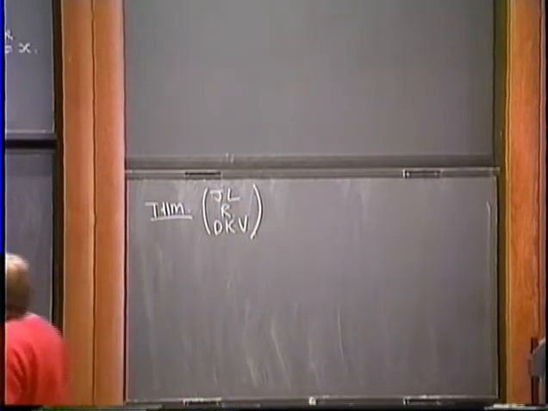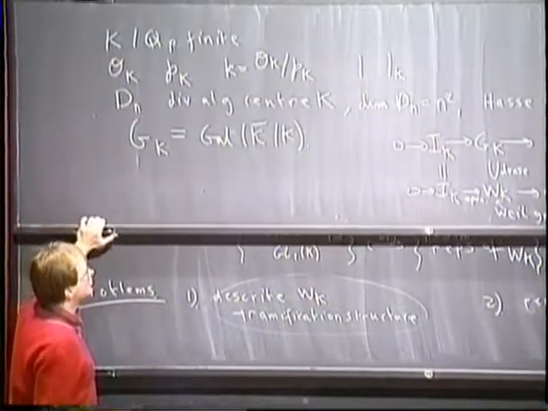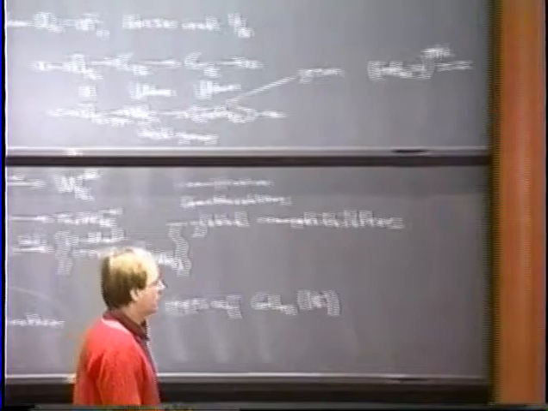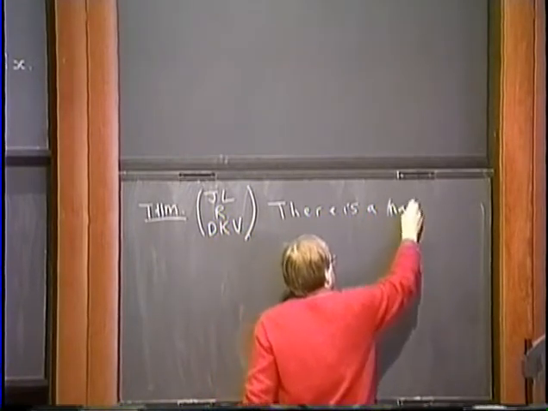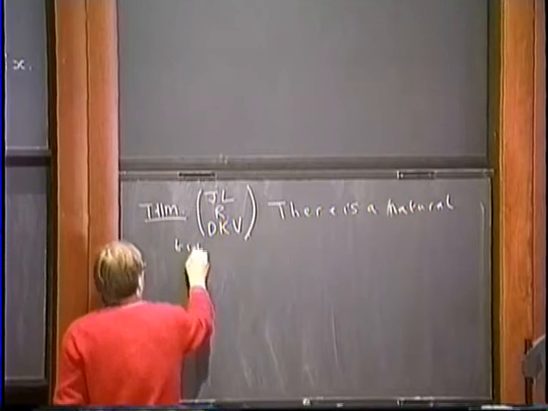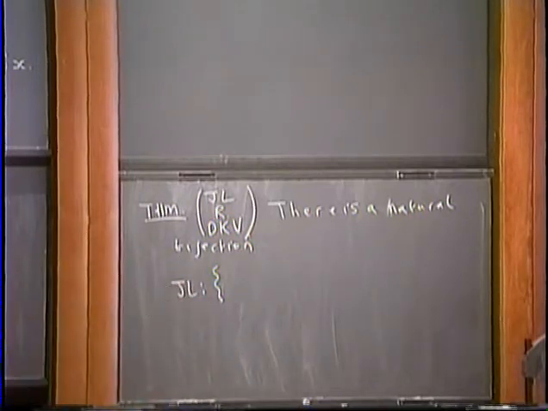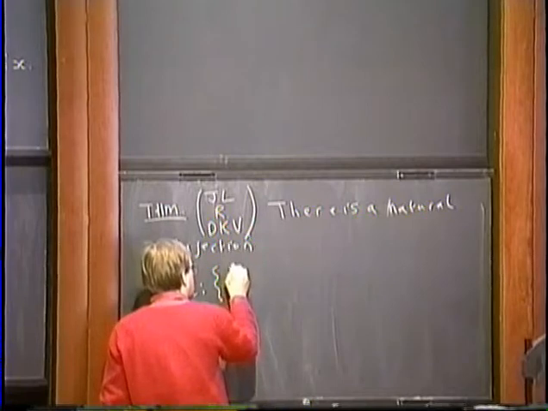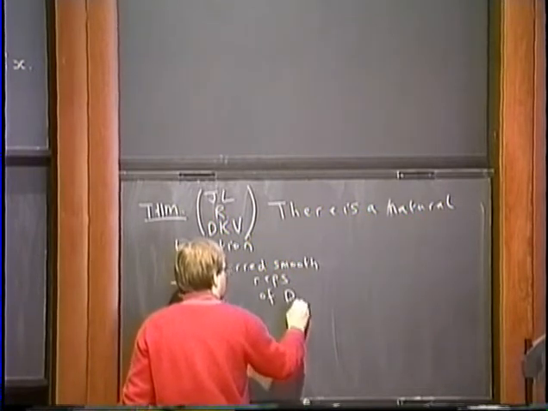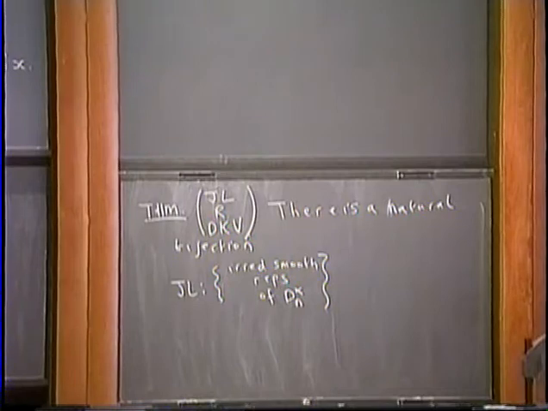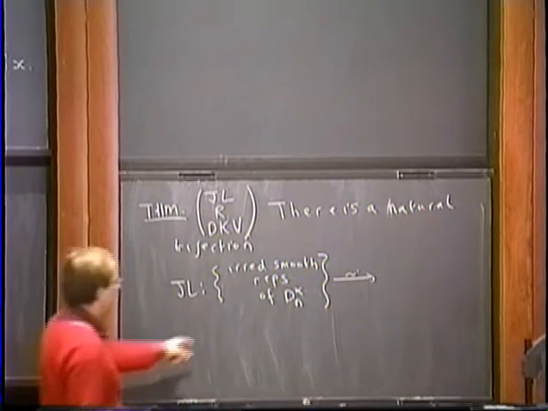And it says the following: that as well as considering representations of GLN of K, I can consider representations of the multiplicative group of this division algebra, or indeed any other division algebra, but I'm going to concentrate on this one. And it says there is a natural bijection, which I will call JL, for Jacquet-Langlands, from the irreducible smooth representations of the multiplicative group of this division algebra to the irreducible square integrable representations of GLN of K.